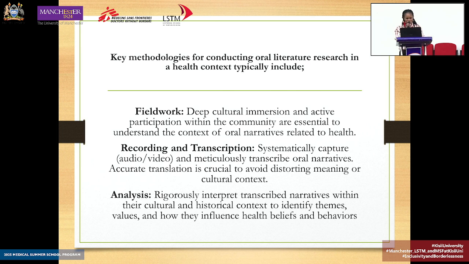So another thing you can do is recording and transcription. The first thing we have said is you can use fieldwork, do recording. Let these people narrate their stories. Let them tell you the personal experiences about their conditions. So you record and transcribe the oral narratives. Then do analysis. You interpret the transcribed narratives within their cultural and historical context so as to identify themes, values, and how they influence health beliefs and behaviors.